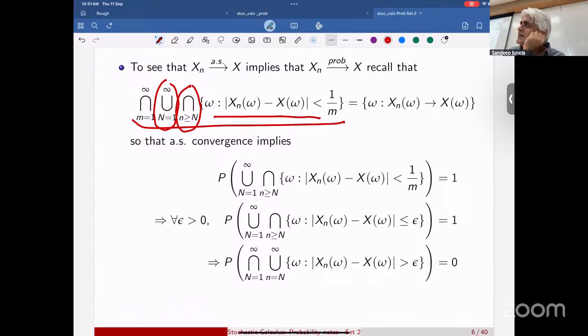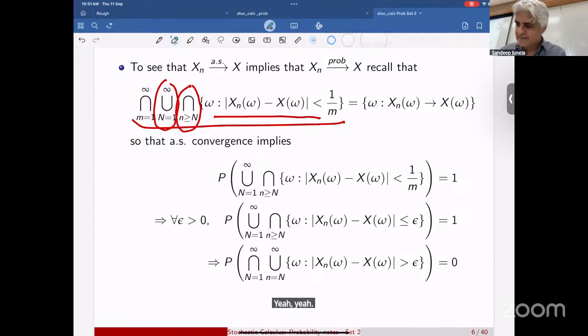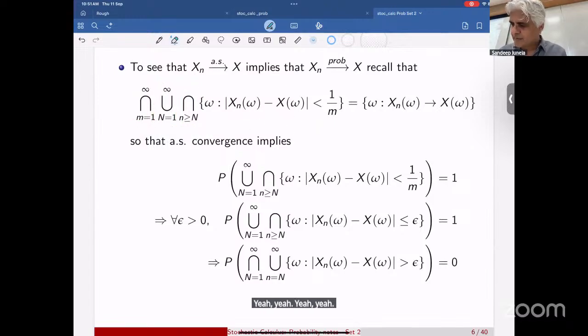Right? For all the... What's that? I mean, the limit definition is eventually you're arbitrarily close. So it's for all n. For all should be intersection, right? For this and this and this and that, yeah. And then we say in the end that for all n, there exists some n equals to n, where the probability of this thing is 0.